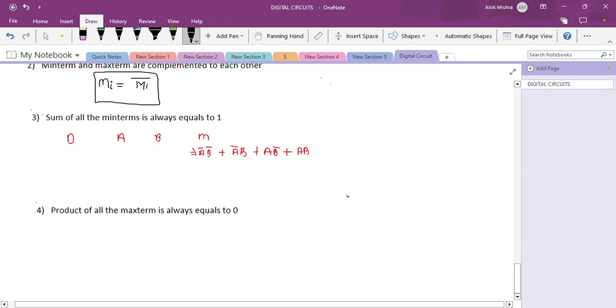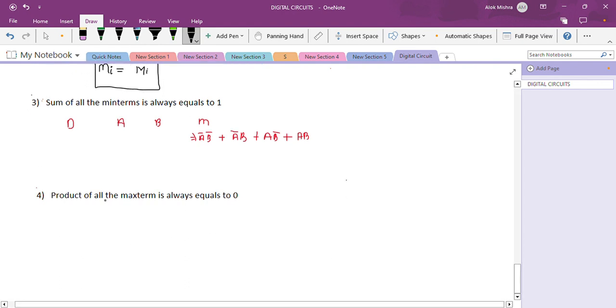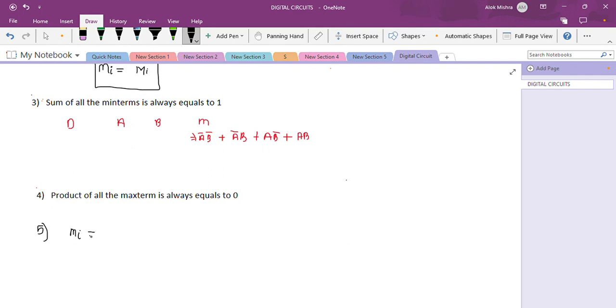Okay. The next property is one relation between minterm and maxterm. This particular question is only asked in GATE or PSU exams. If you only want to study for your university, there is no need to study this particular formula. But if you are also preparing for some competition exams, then this formula is very useful for you.